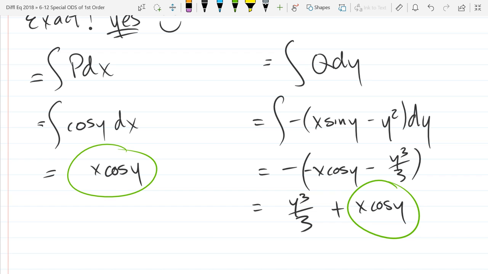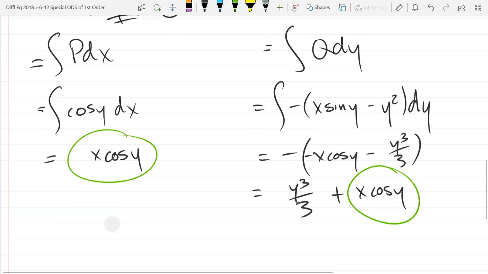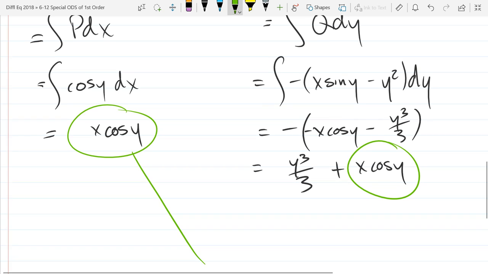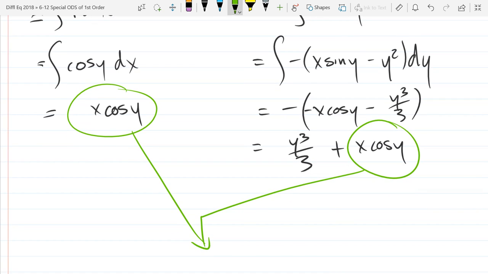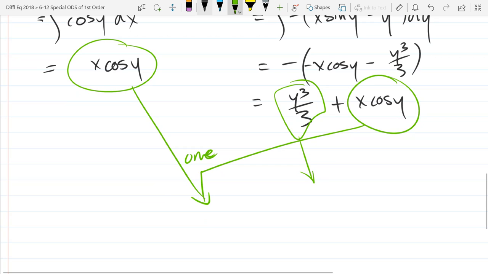I don't know what I was thinking, but it shouldn't have a negative sign over there. I was thinking of some weird trig derivative. All right, so those two parts I circle, we don't want two of them, we just want one of them. This is going to occur once, so we're going to combine these and only take one. And then the other unique part is y cubed over 3.